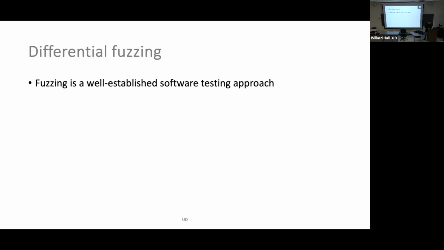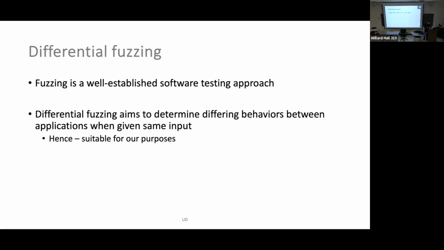So one idea we had was, can we use differential fuzzing to detect this type of issue? It hadn't been done with respect to web requests like this. Fuzzing is a well-established software testing approach. Differential fuzzing aims to determine different behaviors when you give the same input to different systems, something people have been using in software engineering. We thought this could be suitable for our purposes because people used it in the past to find issues in protocols like TLS.